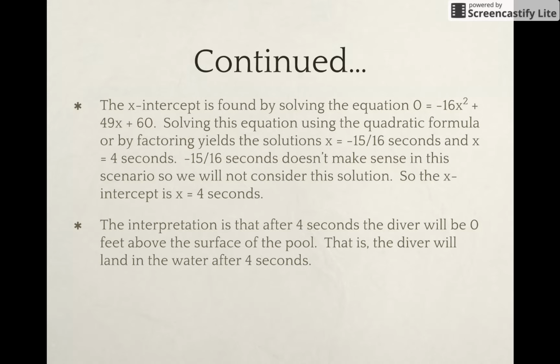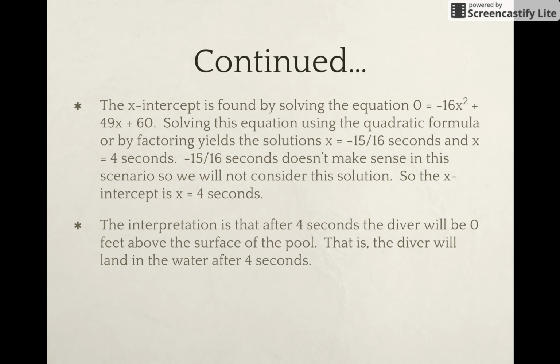But negative 15/16 seconds doesn't make sense in this scenario. Since we're talking about a time, negative time doesn't make sense. So we'll choose to remove that solution, or to not consider it in this scenario. So the only x-intercept is the x-intercept with an x value of 4 seconds. We'll note that I'm using the shorthand for stating the x-intercept by only stating the x value. Keep in mind that the x-intercept is an ordered pair, in this case, (4, 0).